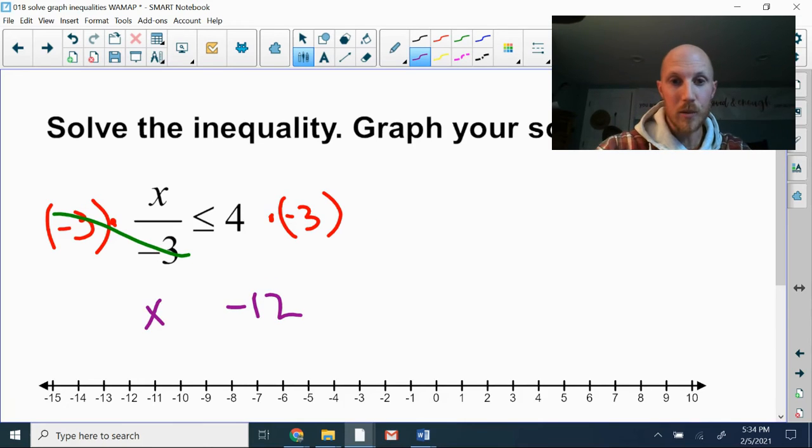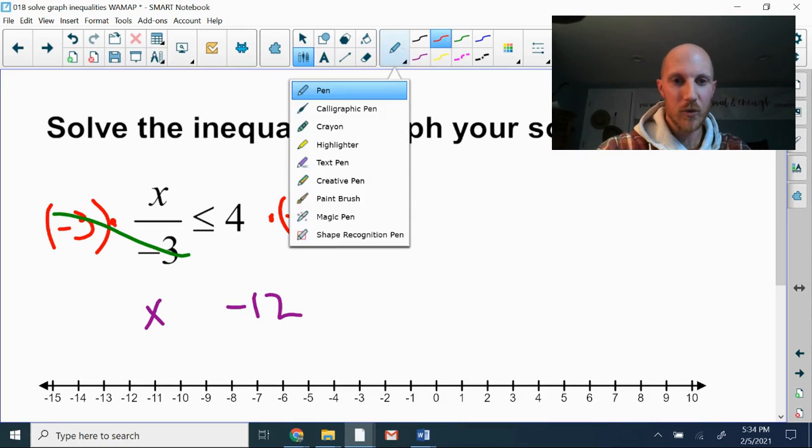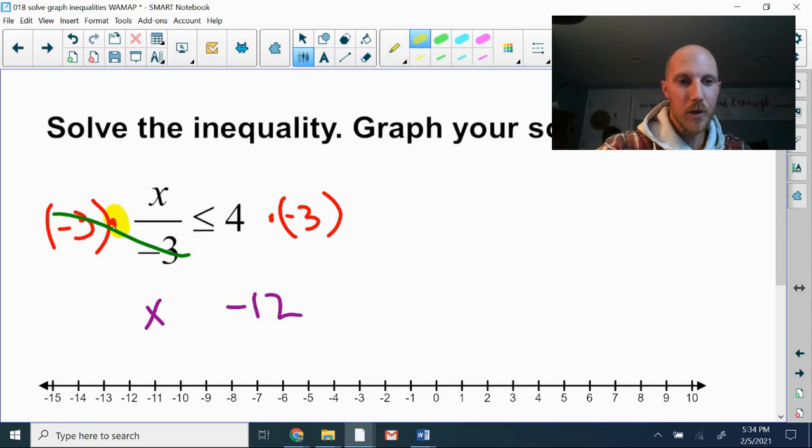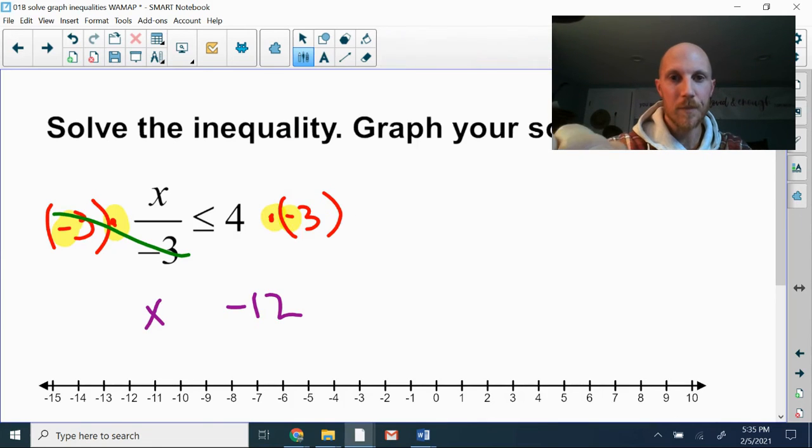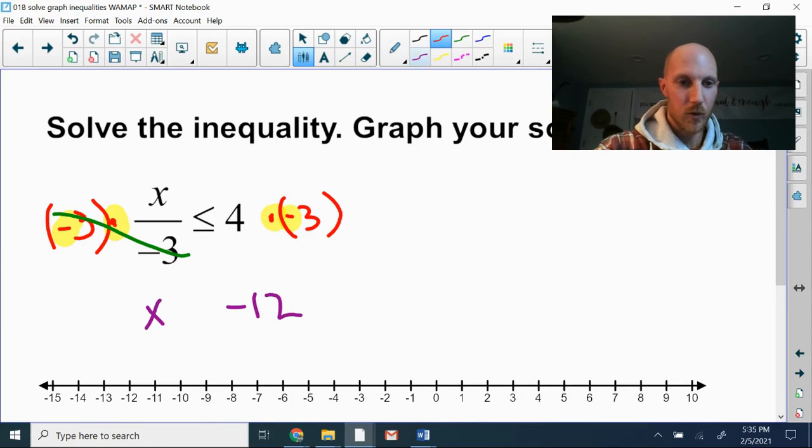And that symbol is going to have to do what? Does it stay the same? Does it change? Well, my operation was multiplication, and I multiplied by a negative number. So if I'm multiplying by a negative number, I have to change that symbol around. So this is going to reverse course and become a greater than or equal to.